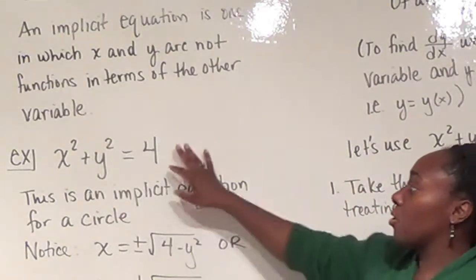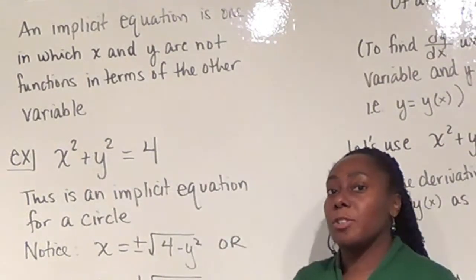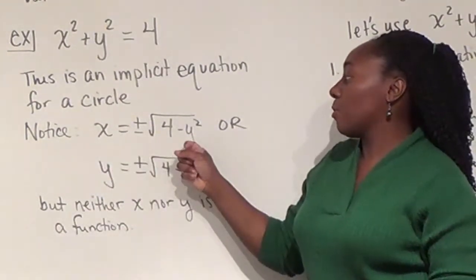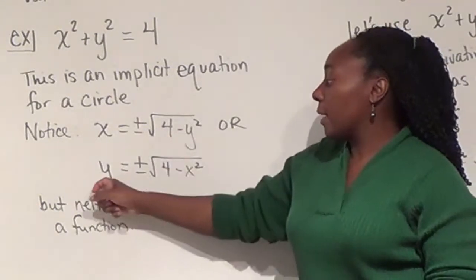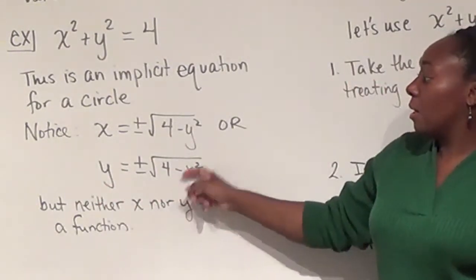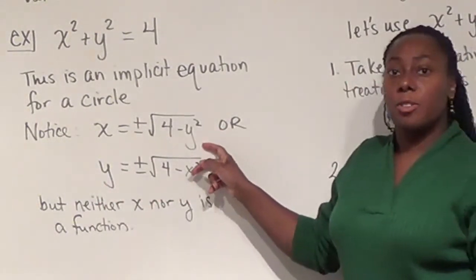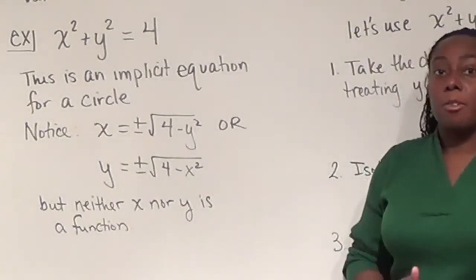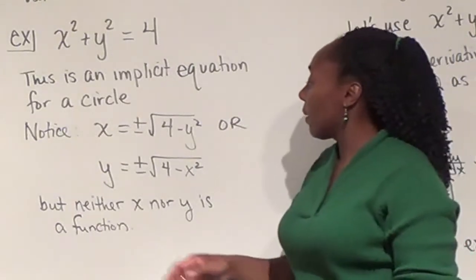In this case, the circle is what we'd consider an implicit equation because if I try to solve for x, I can get it in terms of y, or I can solve for y in terms of x. But notice neither of these are functions, and that's mostly because of the plus or minus. In other words, they'd fail the vertical line test.